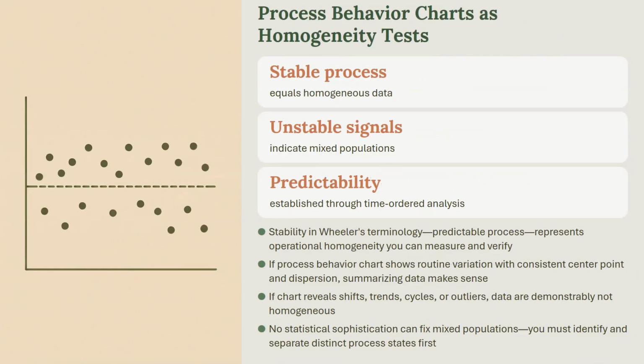A stable process equals homogeneous data. Unstable signals indicate mixed populations. Predictability is established through time-ordered analysis. If process behavior charts show consistent variation in center, summarizing data makes sense. Otherwise, the data are not homogeneous and must be separated first.